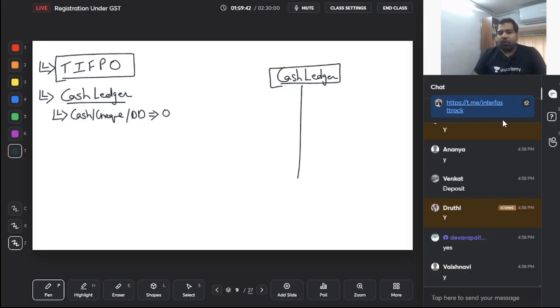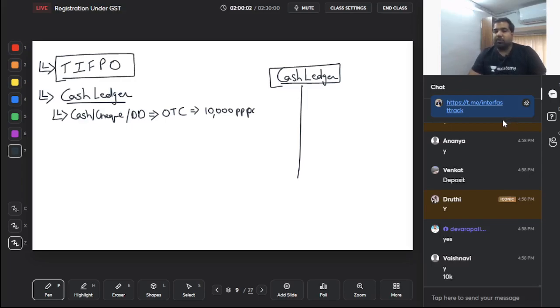So these are called over the counter, and over the counter the maximum amount you can deposit is 10,000 per person per challan. That means if you're paying this month, how much can you deposit maximum through cash, check or DD? 10,000 is what you can deposit. Is there a limit? Yes, there is a limit.